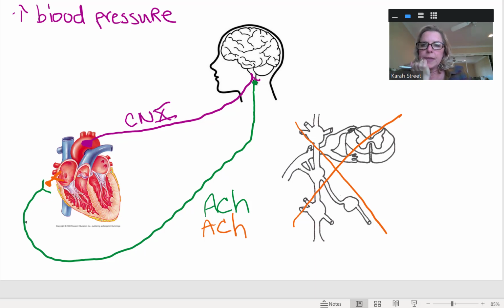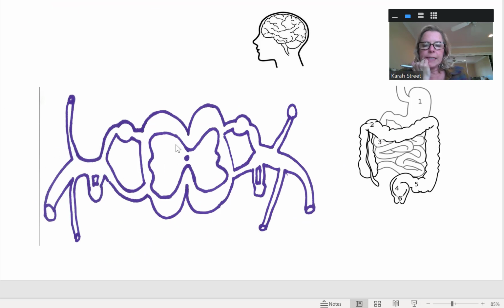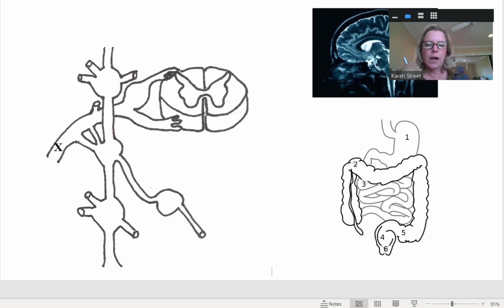Well, then we already did increased gut motility below the left colic flexure. I just duplicated an extra slide. We also did increased gut motility prior to the left colic flexure. We also did decreased gut motility using the sympathetic trunk.